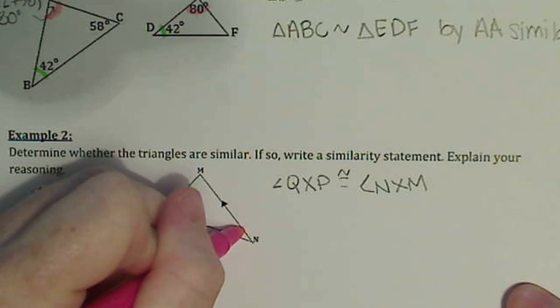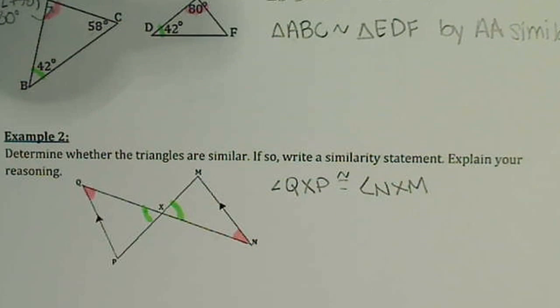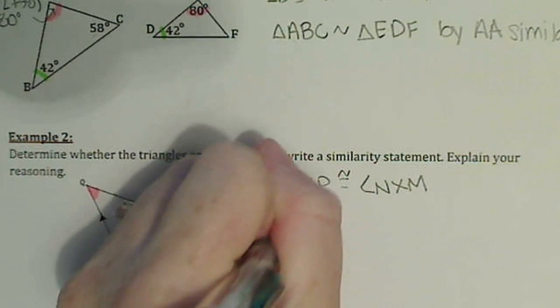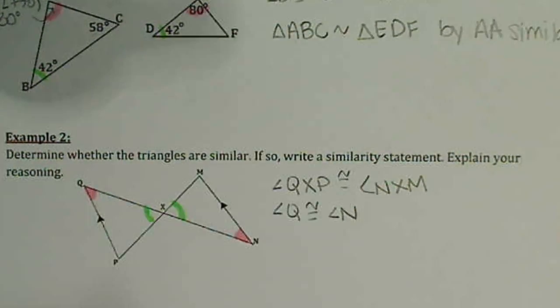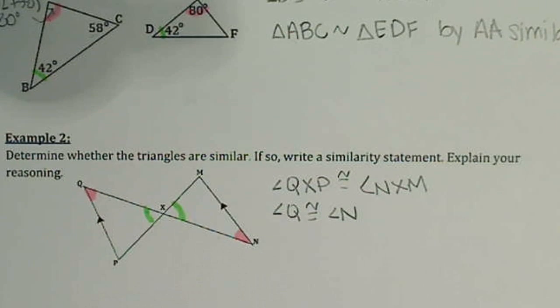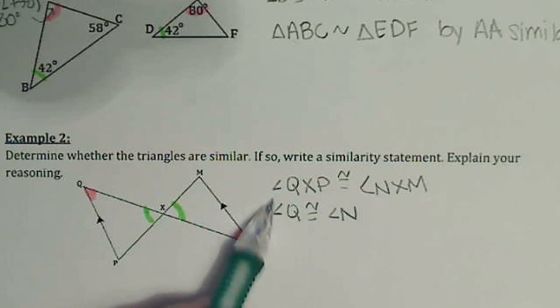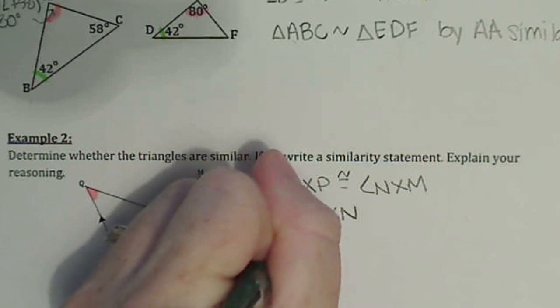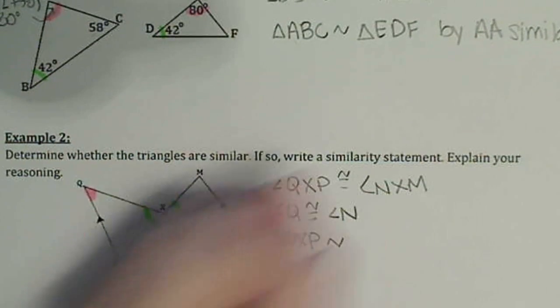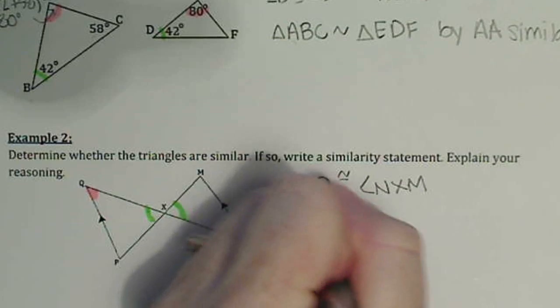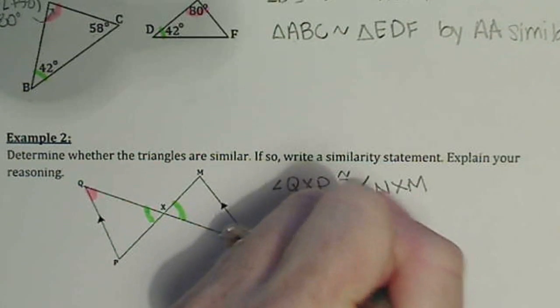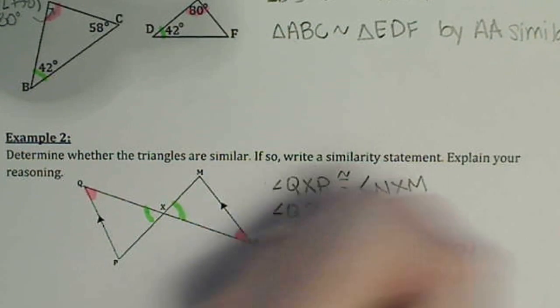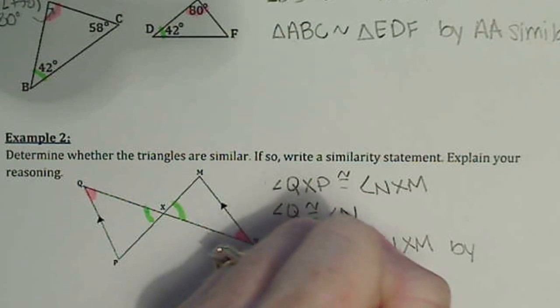And because these two lines are parallel, that means this angle up here, angle Q, it's congruent to this angle down here, angle N. Angle Q is congruent to angle N because they are alternate interior angles. I have two angle groups that are congruent, so that means that these two triangles are similar. Triangle QXP is similar to triangle NXM by AA similarity.